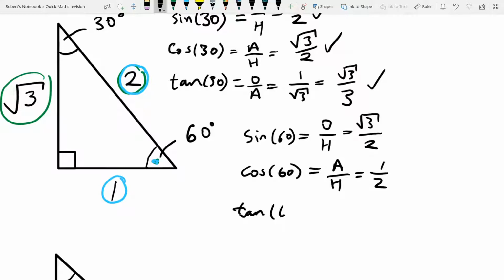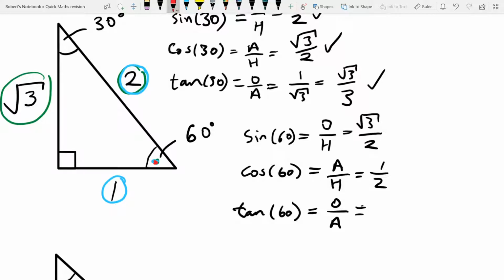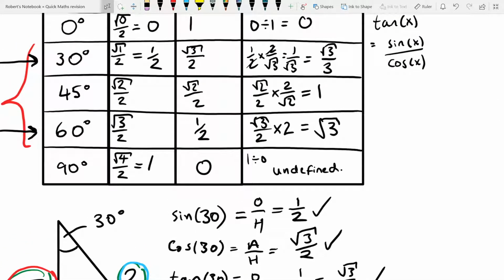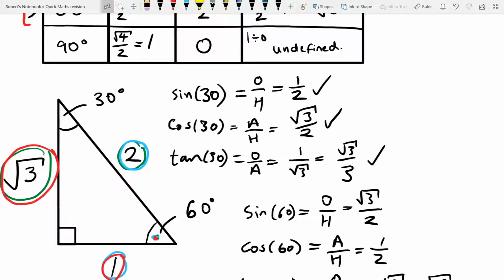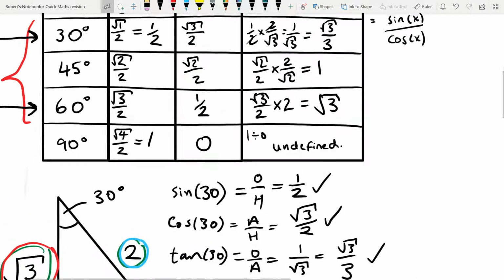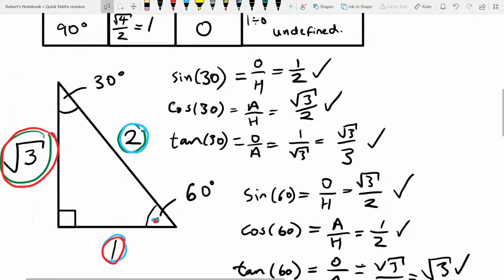And then for tan 60, tan of the angle is the opposite over the adjacent, so that's TOA. With this angle here, the opposite is the root 3, the adjacent is the 1, so we get root 3 divided by 1, which is the square root of 3. If we compare that again to the table, sine of 60 is root 3 over 2, which is what we get, so that's good. Cos of 60 is a half, which is what we get, and tan of 60 is root 3. Marvellous. That's all we're going to get from this triangle.